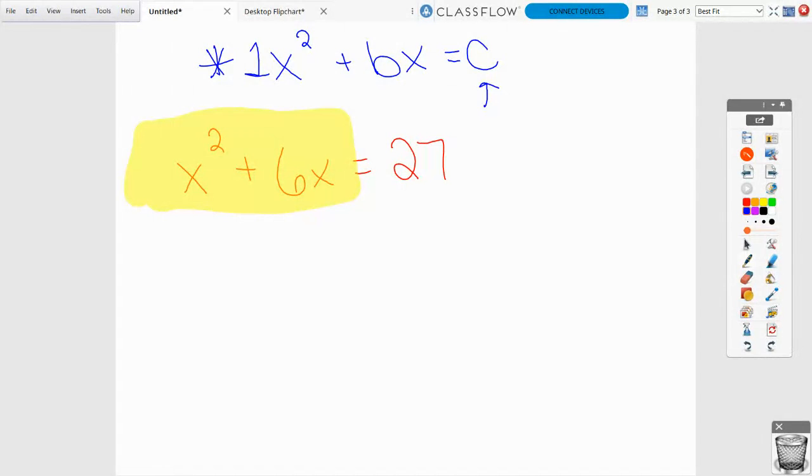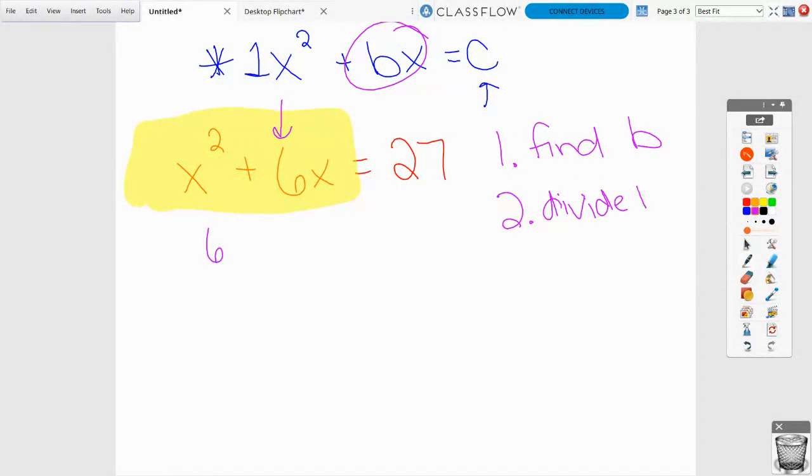Okay, so to go through the process, we're going to do exactly what we just represented visually. So our first step is going to be to find b. b is always the number in front of the x, so right here. So our b equals 6. The second step that we just did on those last problems was we split it in half. So we're going to divide it by 2. So if I take 6 and I divide it by 2, that's going to give me a 3.